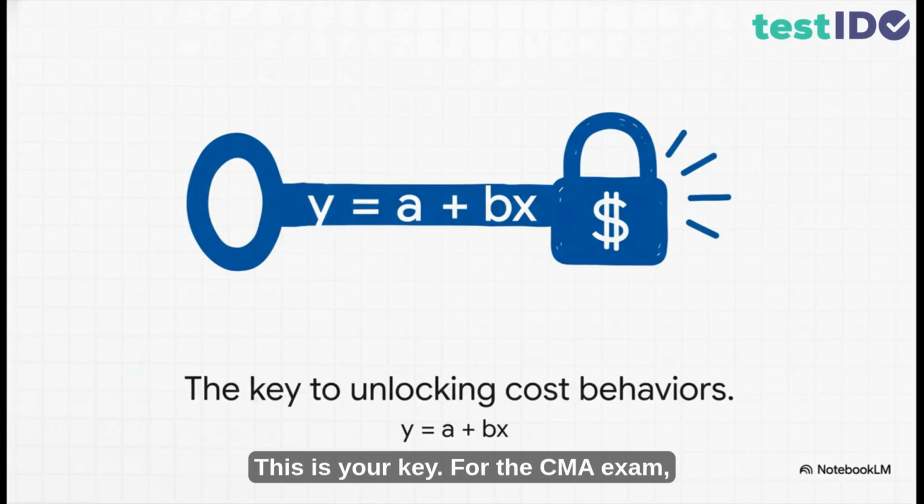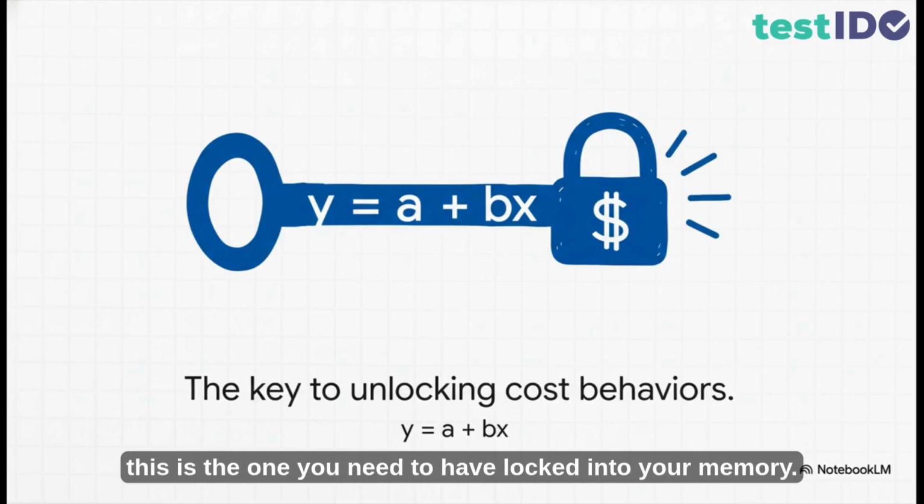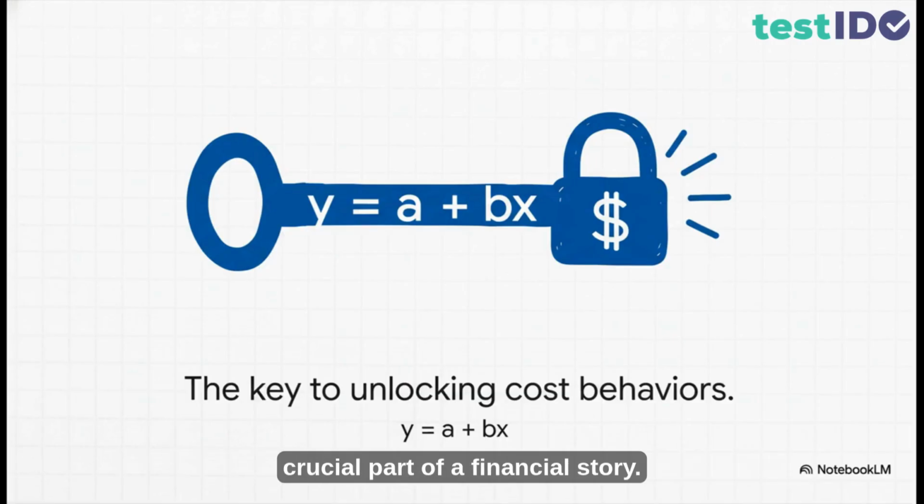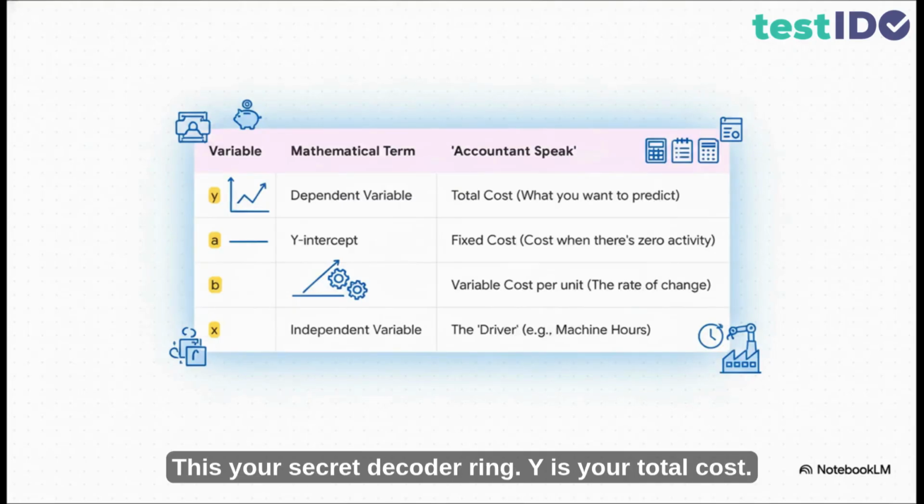This is your key. For the CMA exam, this is the one you need to have locked into your memory. Every single part of this little equation tells a really crucial part of a financial story. Think of this slide as your secret decoder ring.